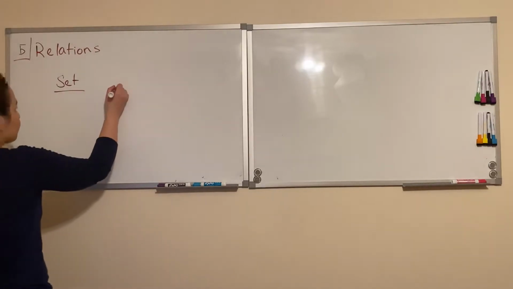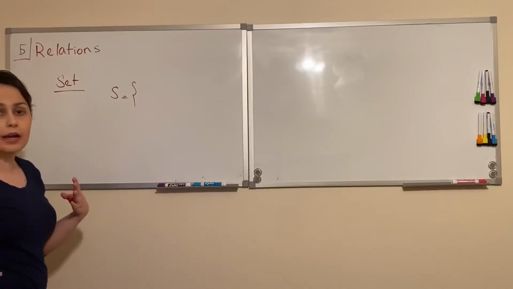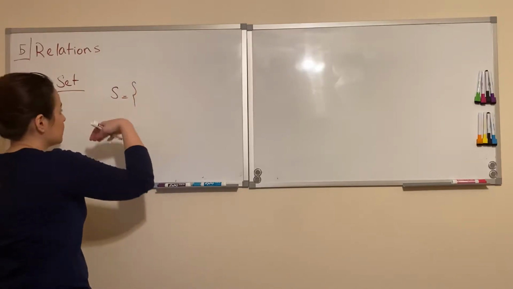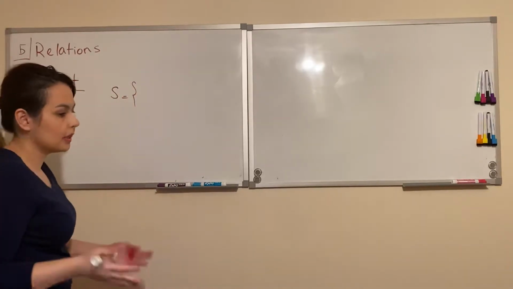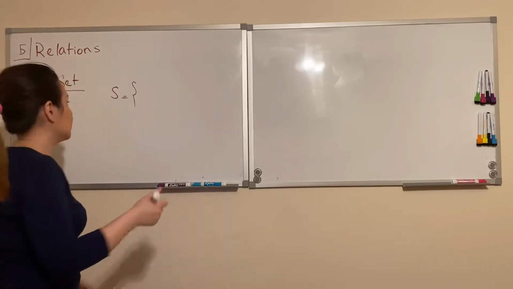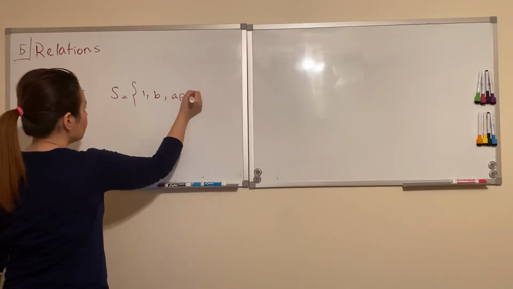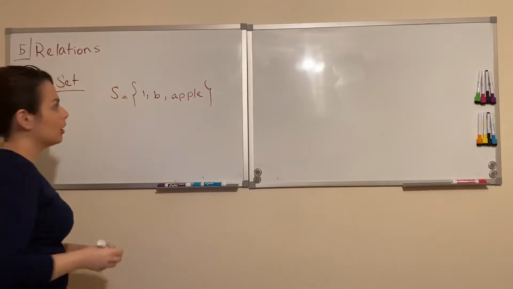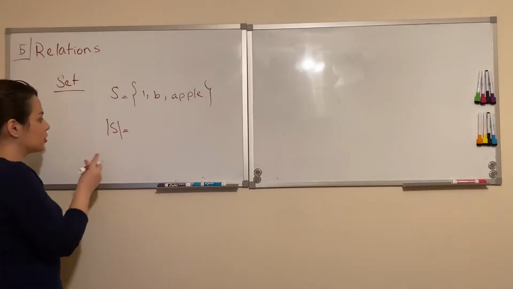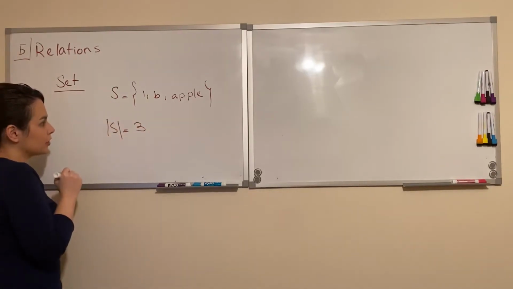About sets: I have a set and I can have some objects in it, and there is no need for those objects to be from the same area. They can be numbers, letters, or numbers and letters and words and many other things. So, for example, 1 and B and apple is one example of a set. You also remember the cardinality, or size, of that set is the number of elements there, which is 3 here.